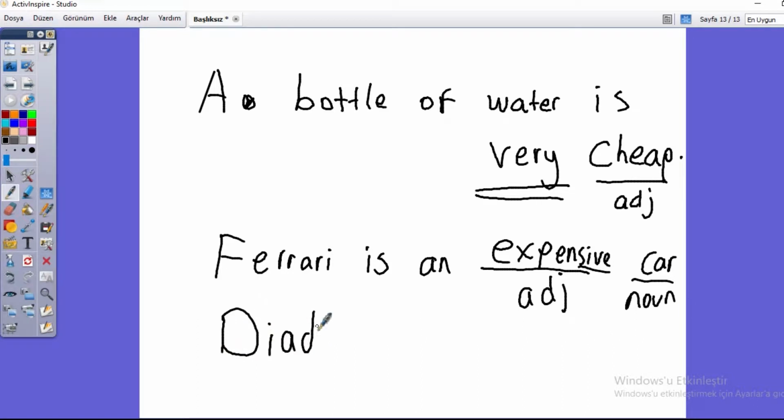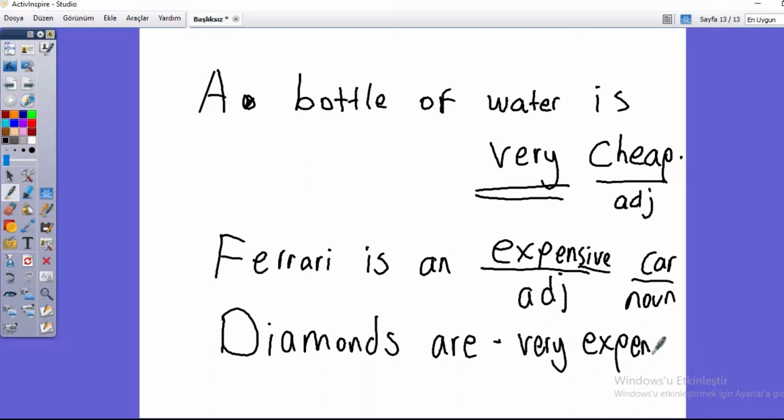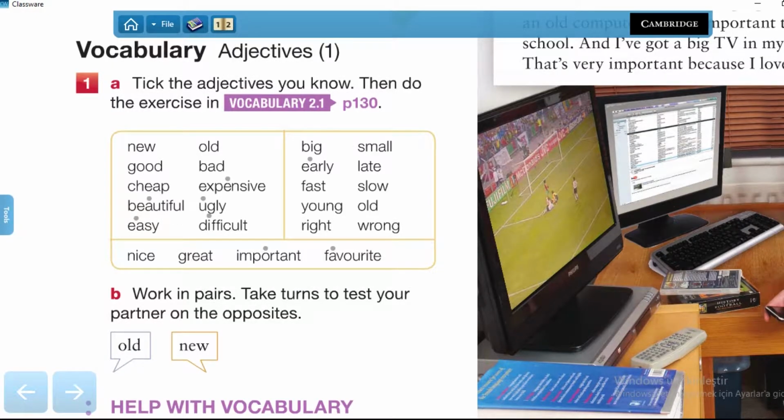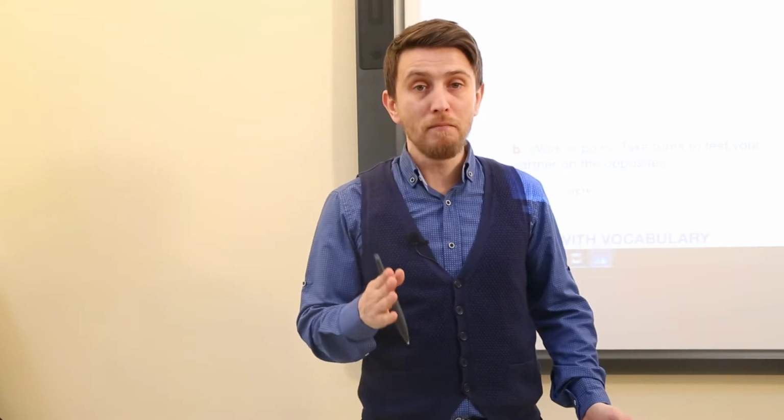Diamonds. Just a second. Diamonds. Here we go. Diamonds are very expensive. The next adjective here is beautiful. Who is really beautiful? My mom is a beautiful woman. Or you can say my mom is a very beautiful woman.